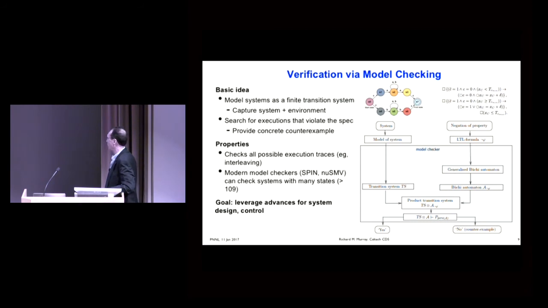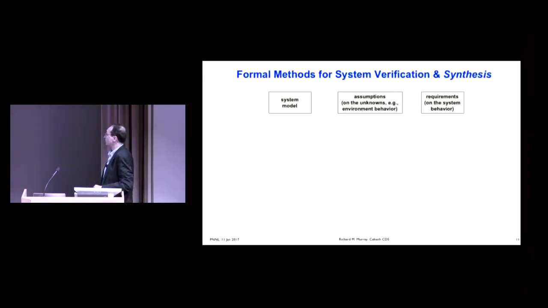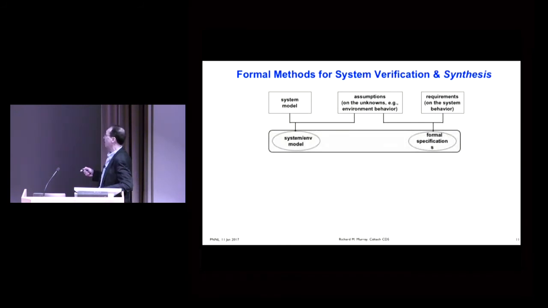They're available. Okay, so how might we use these in the context of control design? Well, so the idea is we have a system model, we have some assumptions on the unknowns, how the environment's going to behave, other things. We have some requirements on the system behavior. We basically boil those down to a system and environmental model as a finite state automaton, and a set of formal specifications as an LTL formula.